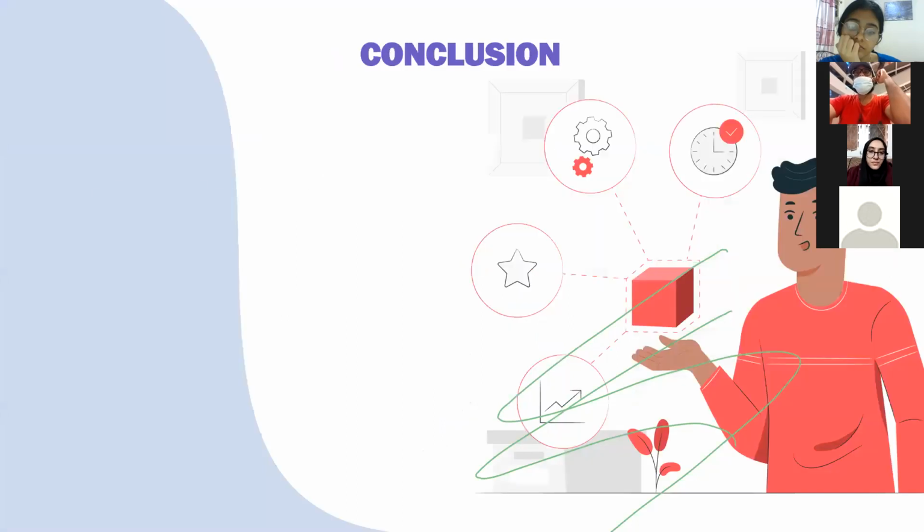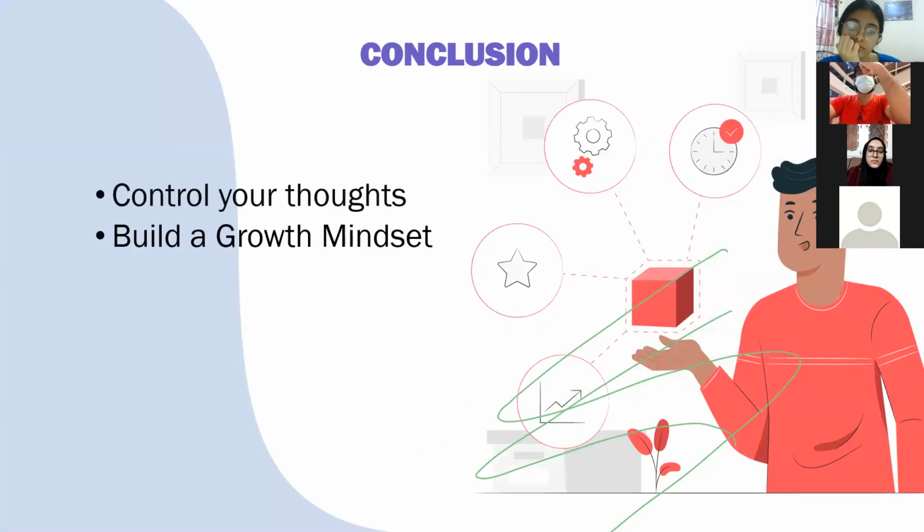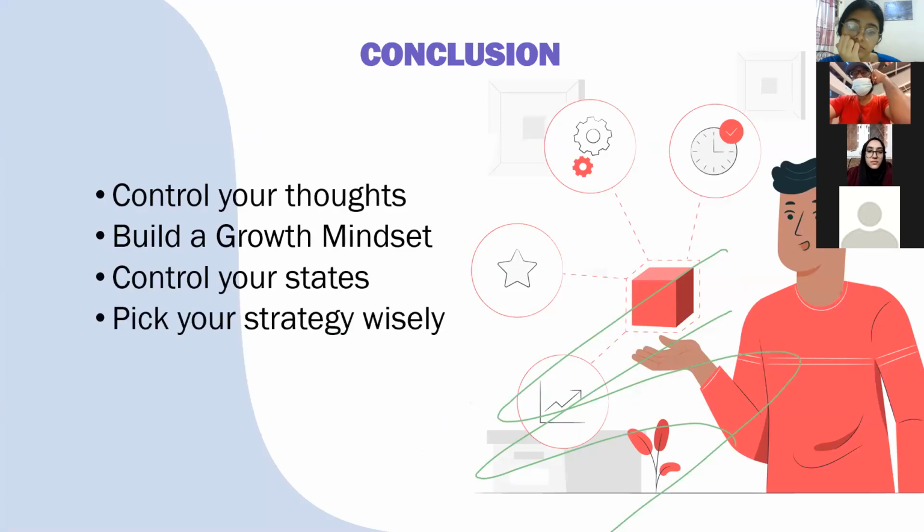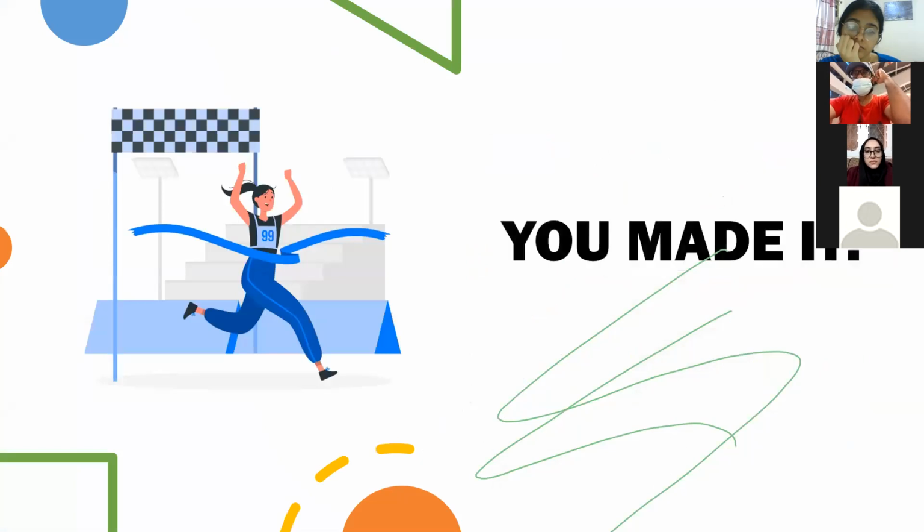So that's the conclusion. Control your thoughts, build a growth mindset, control your emotional states and mental states, and pick your strategy wisely. And you guys made it. Congratulations. Worst 1 hour and a half of your life, but you made it through.